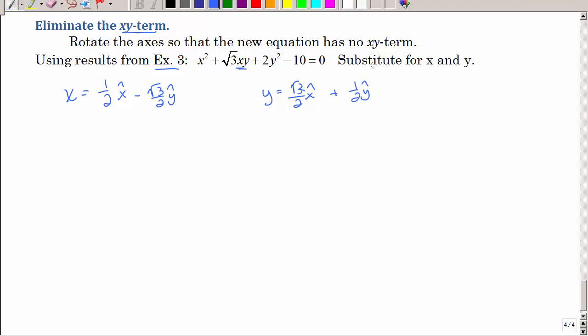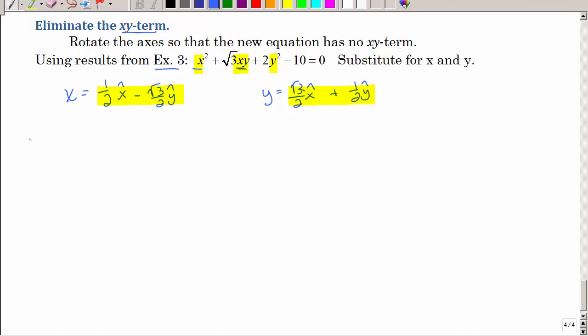And what we're going to do is everywhere there is an x, we're going to substitute that value in. Everywhere there is a y, we're going to substitute that value in. Also goes for there. We're going to do all that algebra, collect like terms, and if we've done it correctly, everything that has an xy multiplied together will go away. So we have to be very careful. It's a lot of foiling. So let's just dive in.